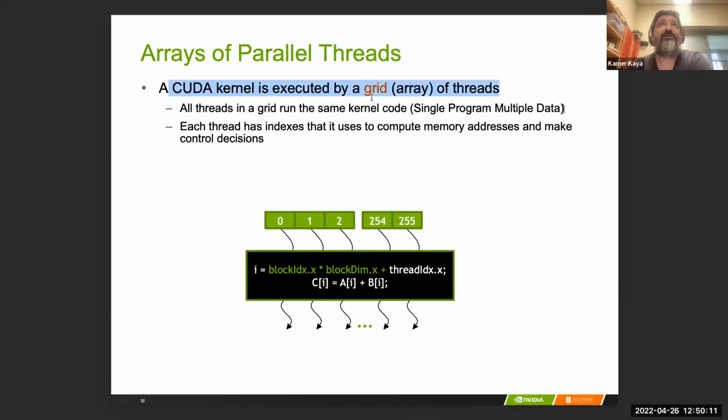Okay, a CUDA kernel is executed by a grid, which is an array, it says, but it's three-dimensional data, as I told you. Threads. All threads in a grid run the same kernel code. Single program, multiple data paradigm is happening here. Each thread has indexes that it uses to compute memory addresses and make control decisions.